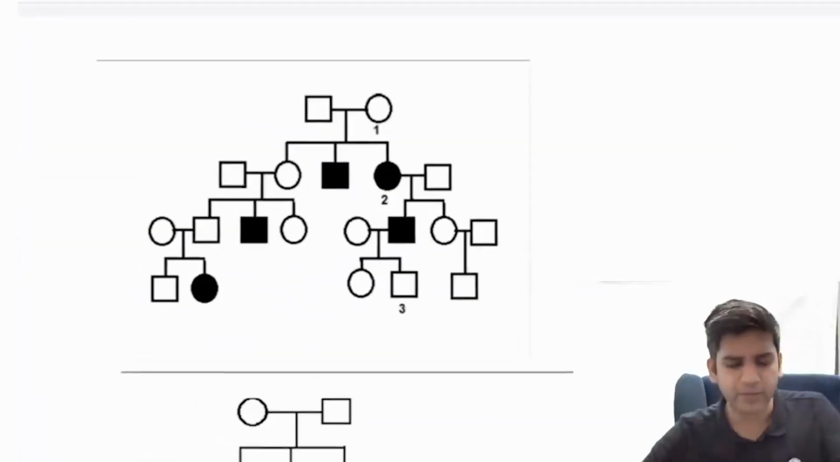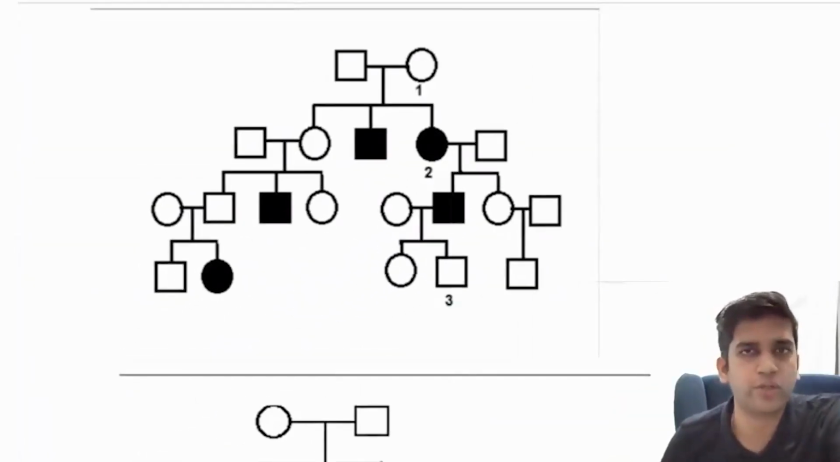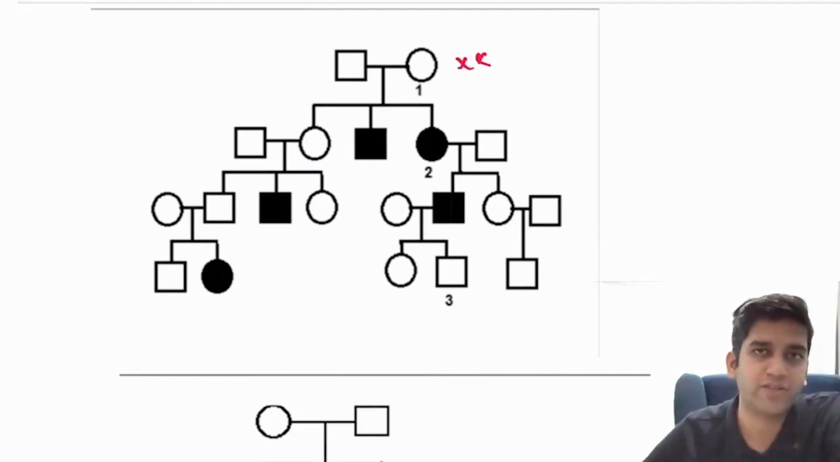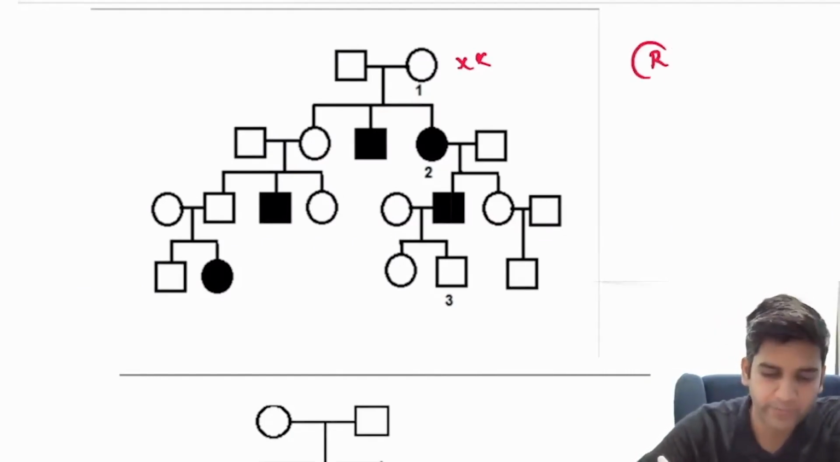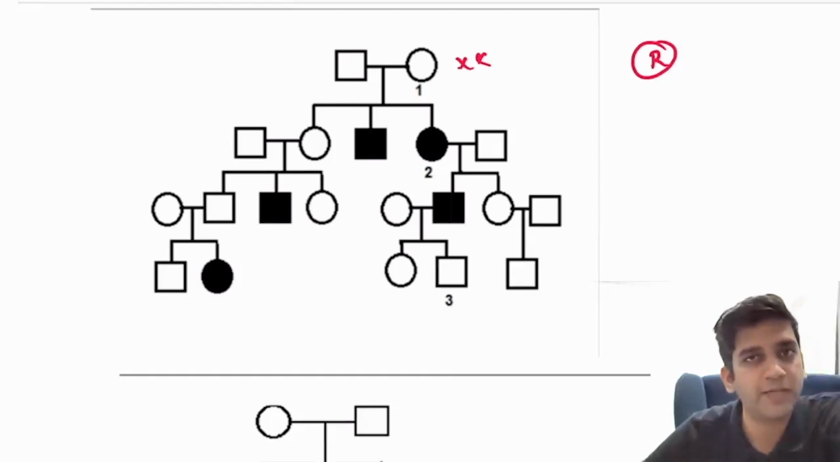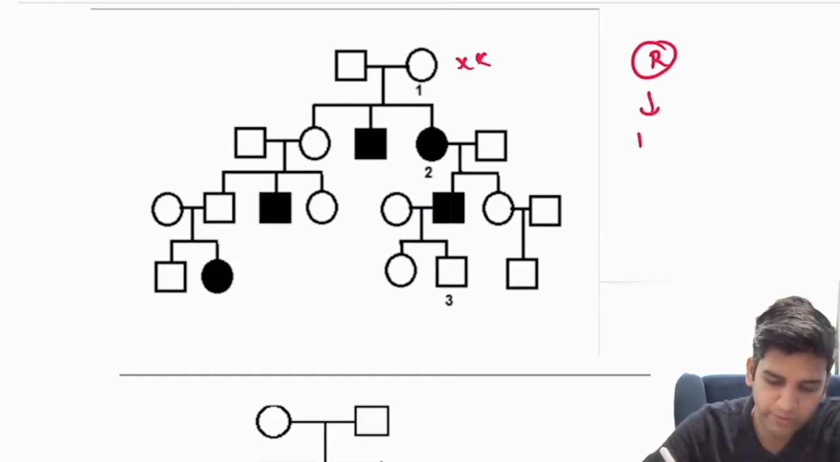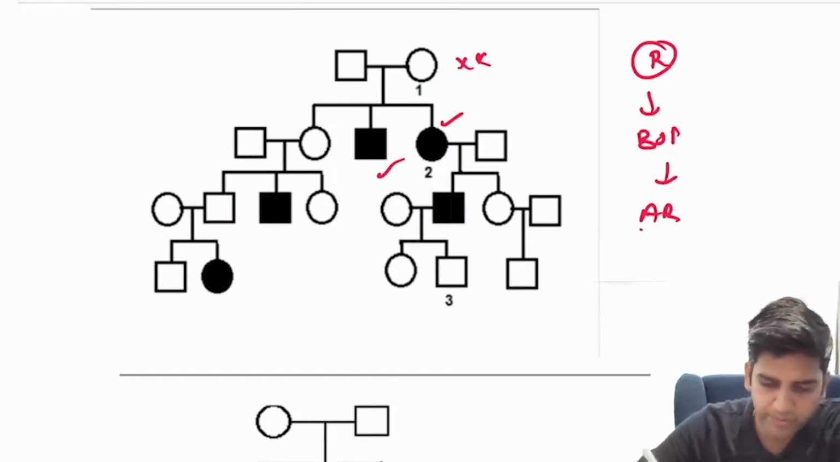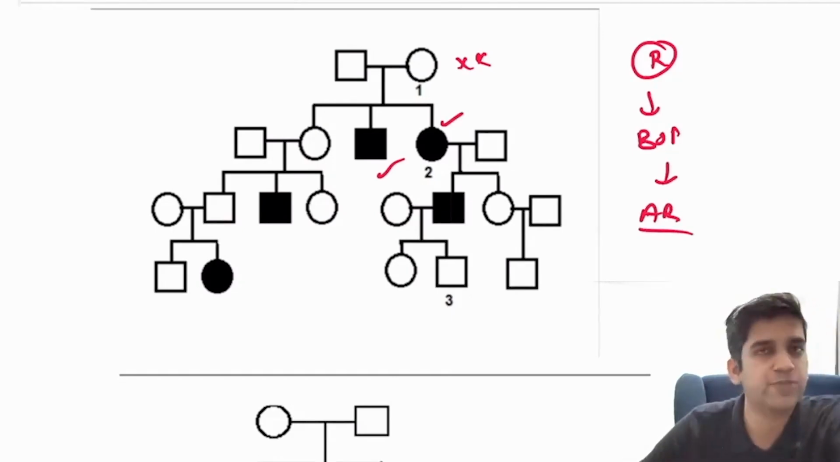Let's try it out. All generation affected or not? No. First generation not affected, right? Perfect. So dominant or recessive? Okay, recessive. Next question is, only men or both men and women? Answer is both men and women. So it is an autosomal recessive inheritance. It should take less than 10 seconds by default, right?